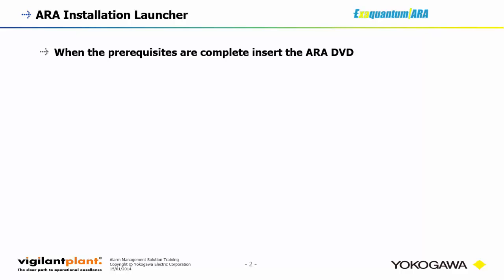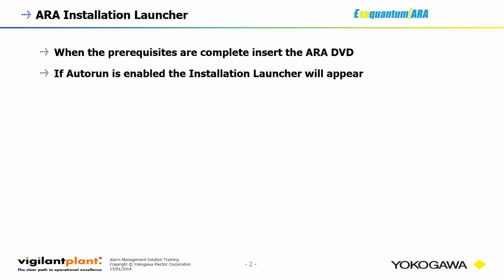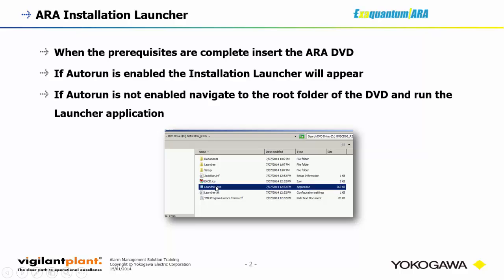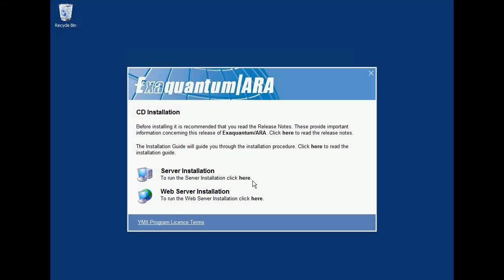Once the prerequisites are complete, insert the ARA DVD. If Auto Run is enabled, the launcher will appear. But if not, navigate to the root folder of the DVD and run the launcher application. Click the server install link.